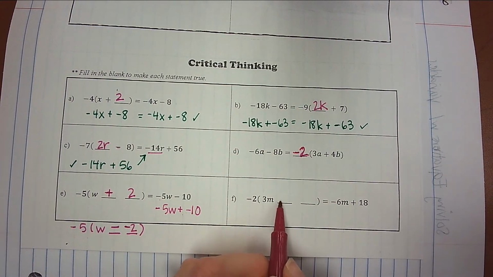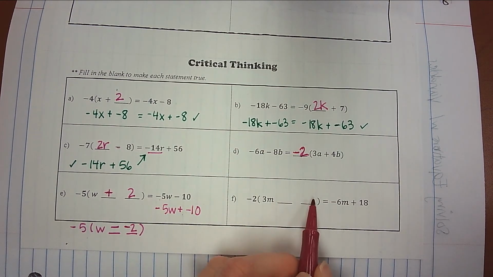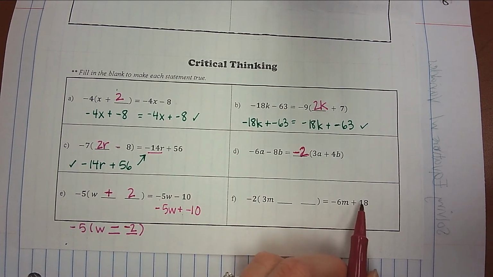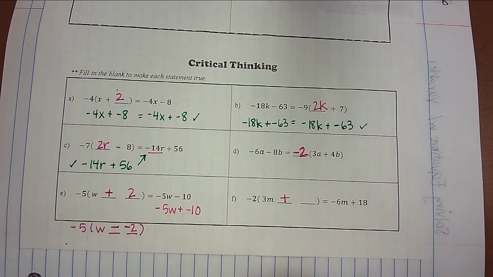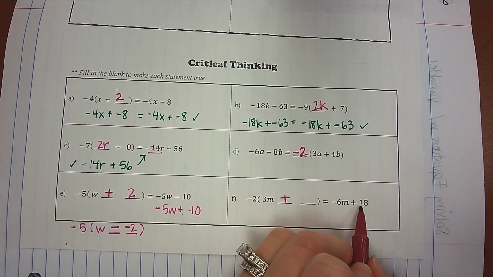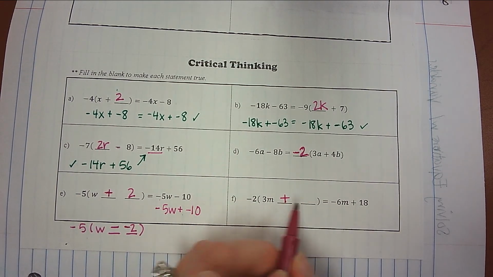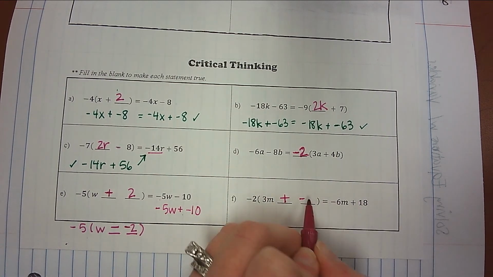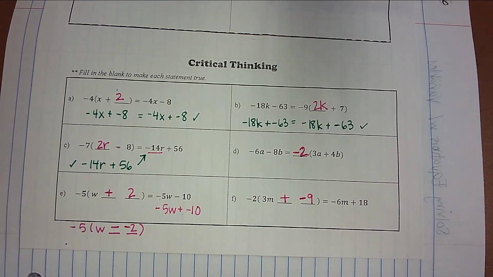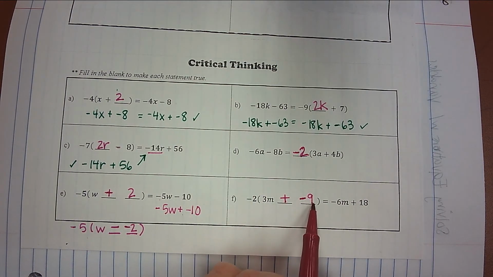On this last one, we had to fill in our plus or minus and our second symbol. So negative 2 times 3m was negative 6m. There was already an addition symbol, so I can just put my addition symbol here. And negative 2 times what gives me positive 18? A negative times a negative gives me a positive, so I know this is going to be negative. And 2 times 9 gives me 18, so I should have plus negative 9.